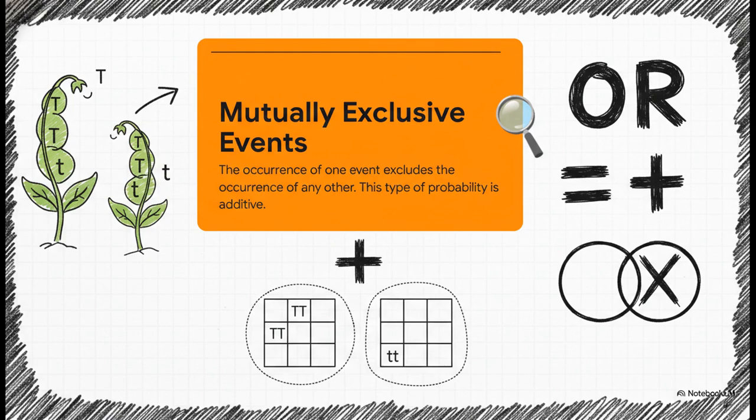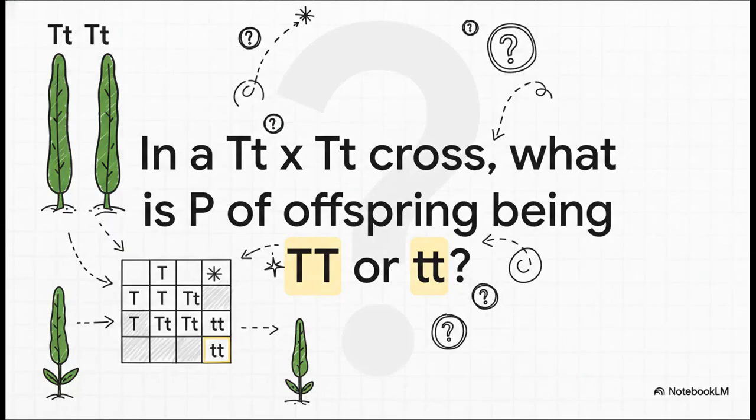Here's the cheat code. OR means add. Let's try it out. Imagine we cross two heterozygous tall plants. All that means is each parent has one dominant tall gene, we'll call it big T, and one recessive dwarf gene, little t. So the question is, what are the odds their kid is either homozygous tall, which is big T, or dwarf, which is little t, little t?